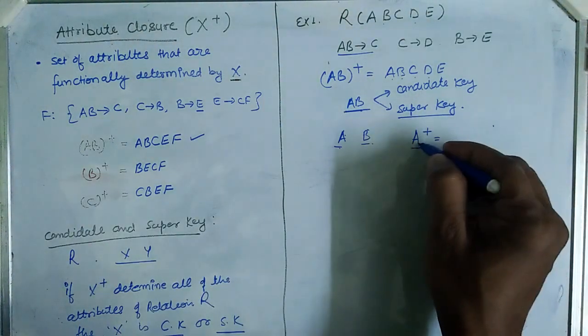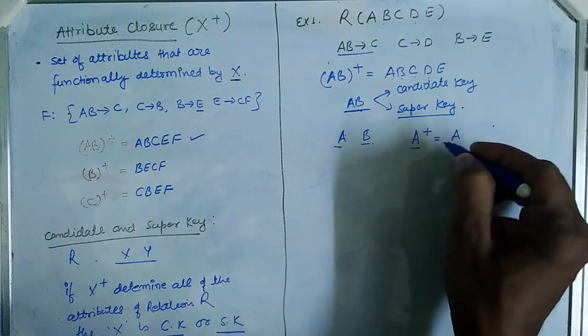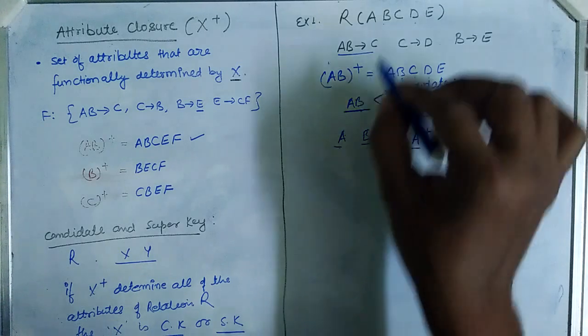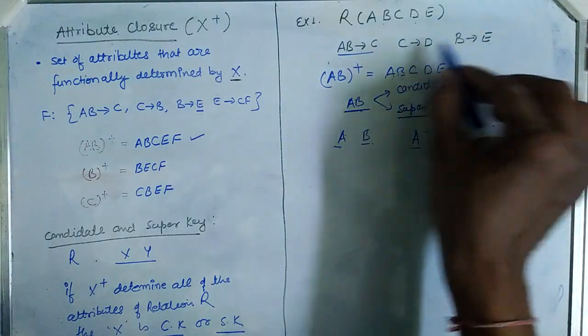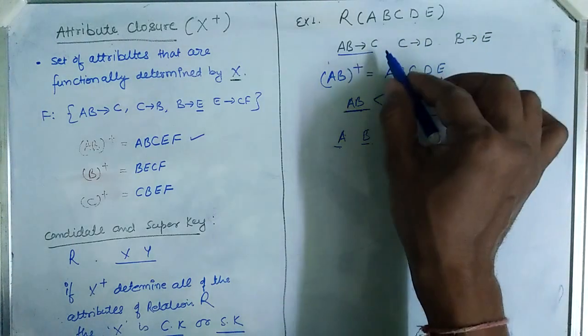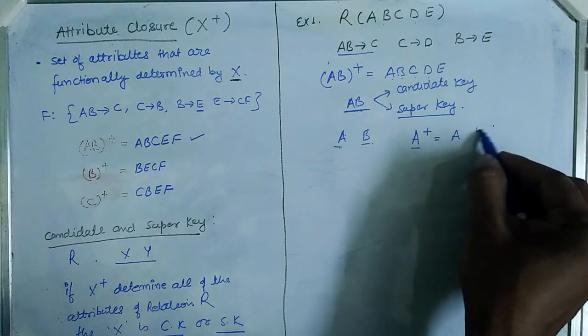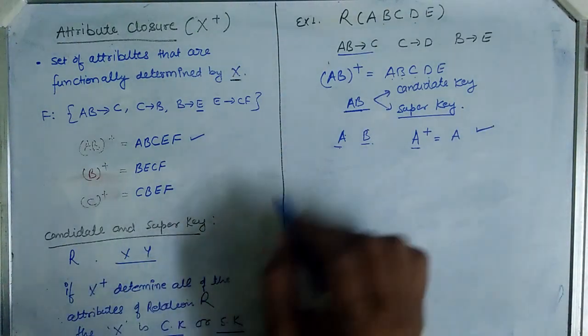So to find out the A closure, let's find it. A can determine itself, then check for other things. You cannot have any functional dependencies in which A can derive any other attributes. So only this case can be possible.